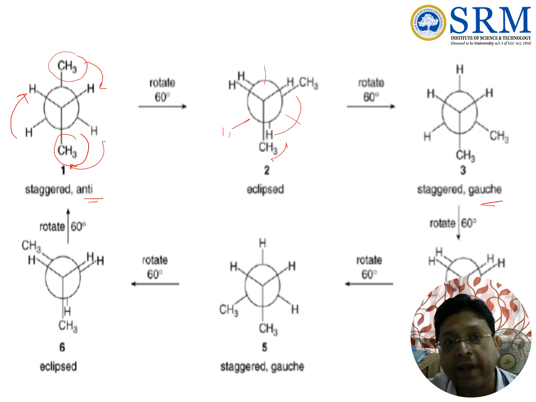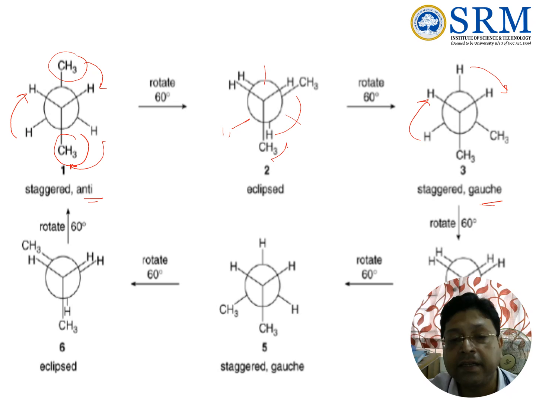Again, if you rotate 60 degree, what will happen? This methyl will come here, this hydrogen will come here, this hydrogen will come here. So you will get the total eclipse conformation. In this case, methyl and methyl are face to face, hydrogen and hydrogen, and hydrogen and hydrogen. And because of methyl and methyl, what will happen? It will lead to enormous steric repulsion because of the close proximity. In this conformation, the dihedral angle is 0 degree.